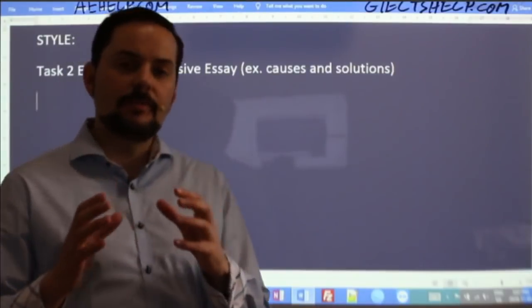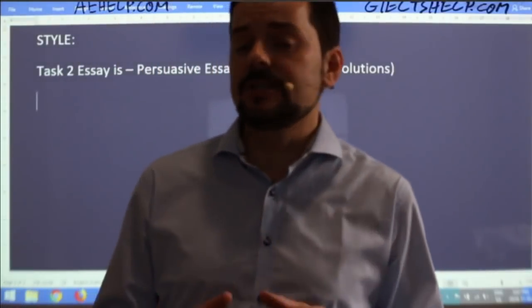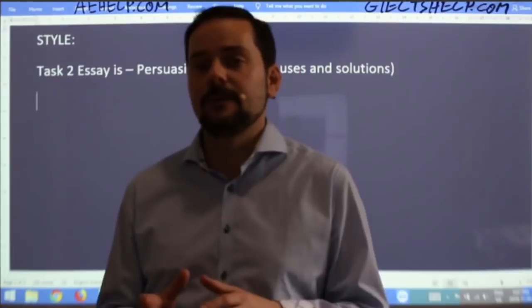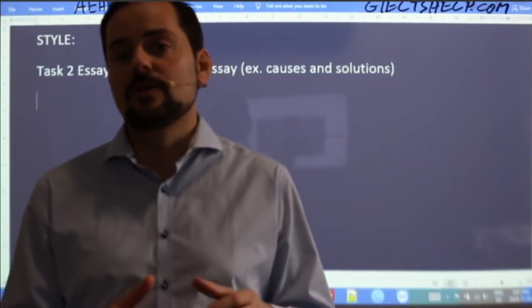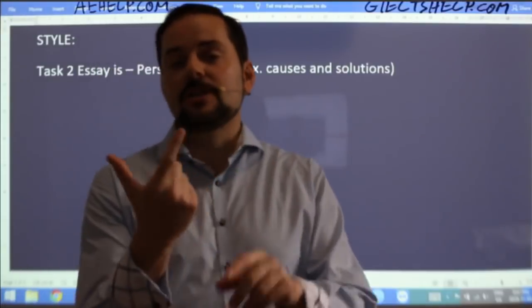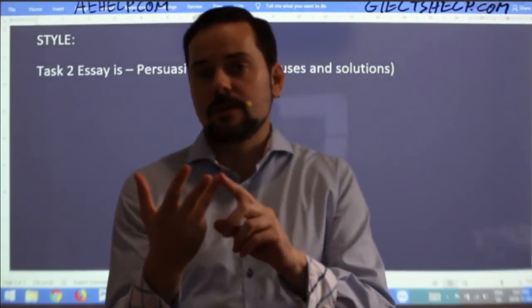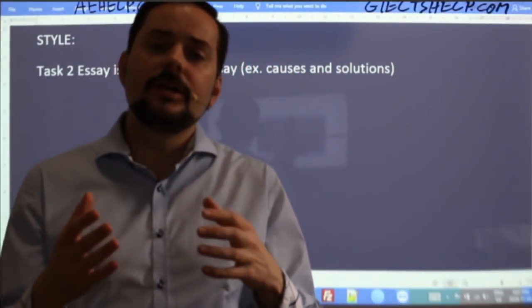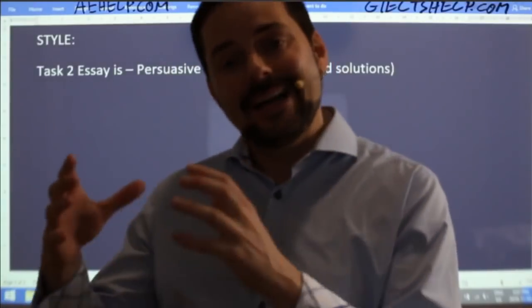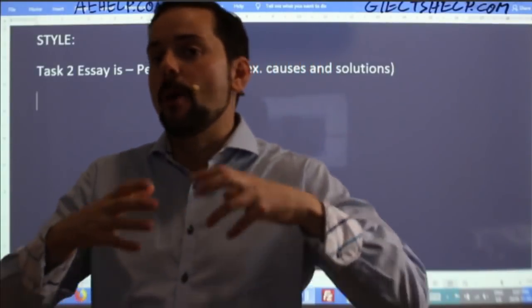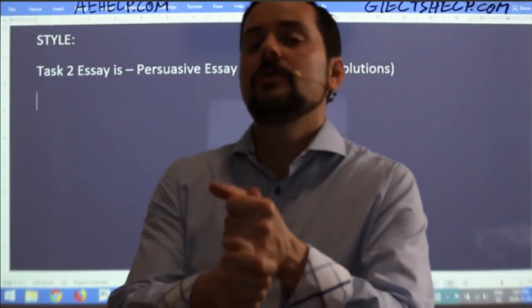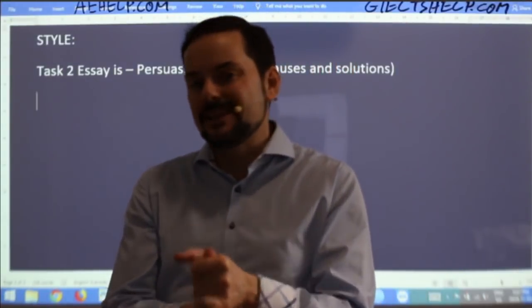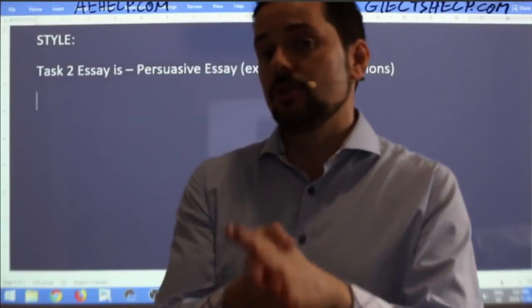So when you're thinking about writing, and this is true for IELTS, and this is also true in university, you really have to know what is the style. So is it persuasive? Is it expository? Is it narrative? Is it descriptive? That will give you the parameters or the guidelines of how you should approach the writing, okay? So here we know it's task 2, it's persuasive, specifically, it's causes and solutions.